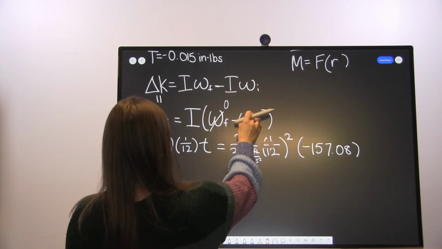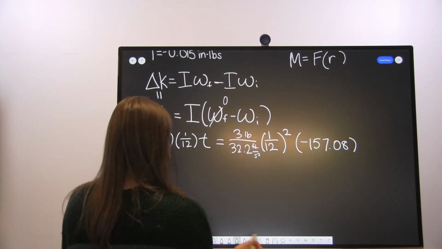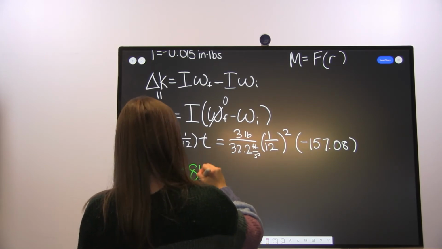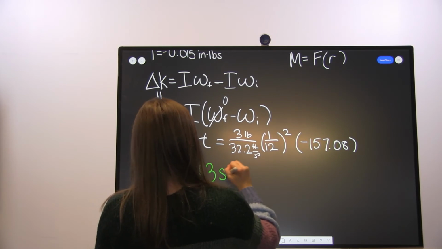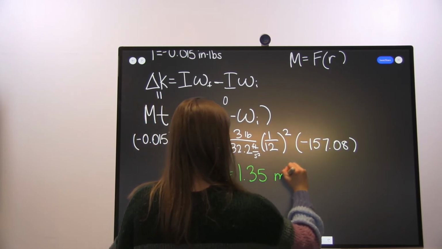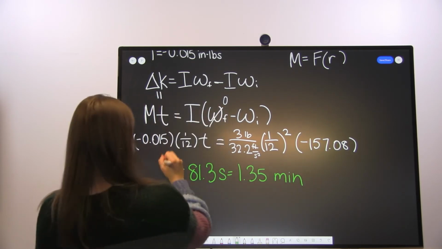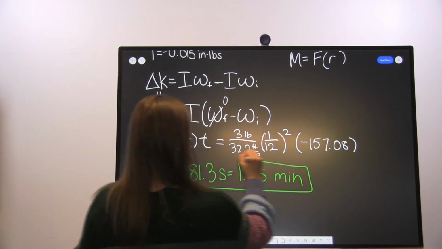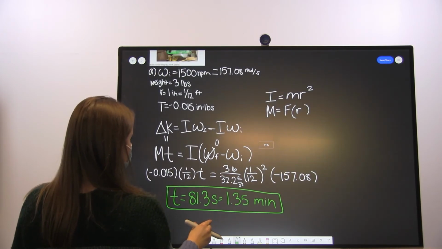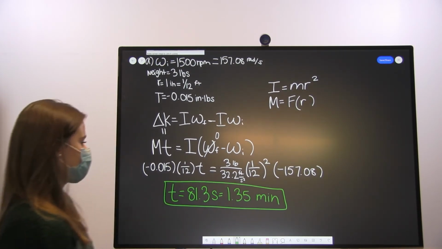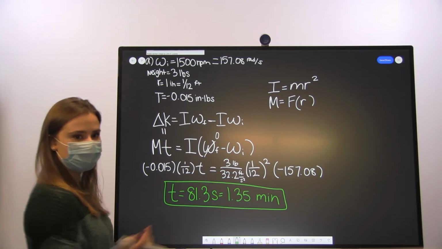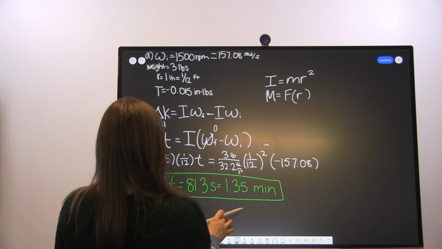So when we do this, we end up getting our t value equal to 81.3 seconds or 1.35 minutes. And this is with no brakes, just friction from our bearing friction. So this is our time it takes in part A. So now we're going to do part B.